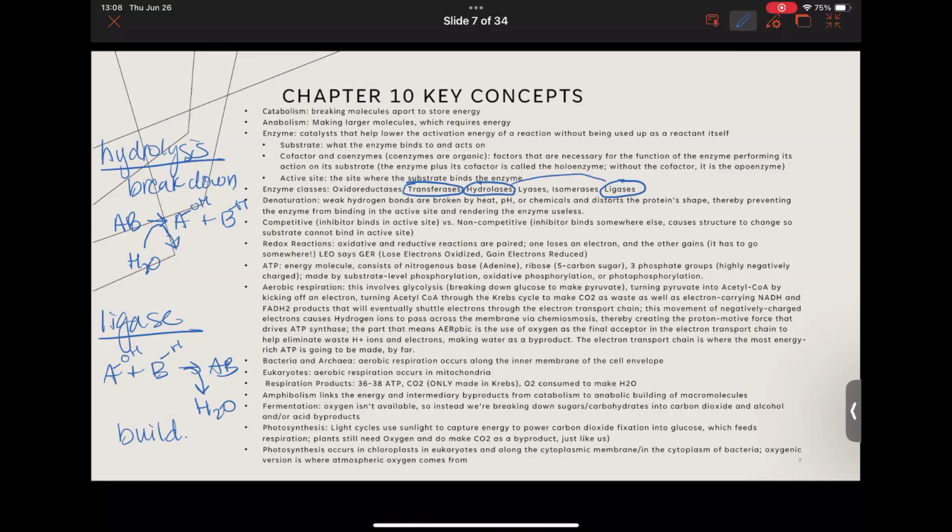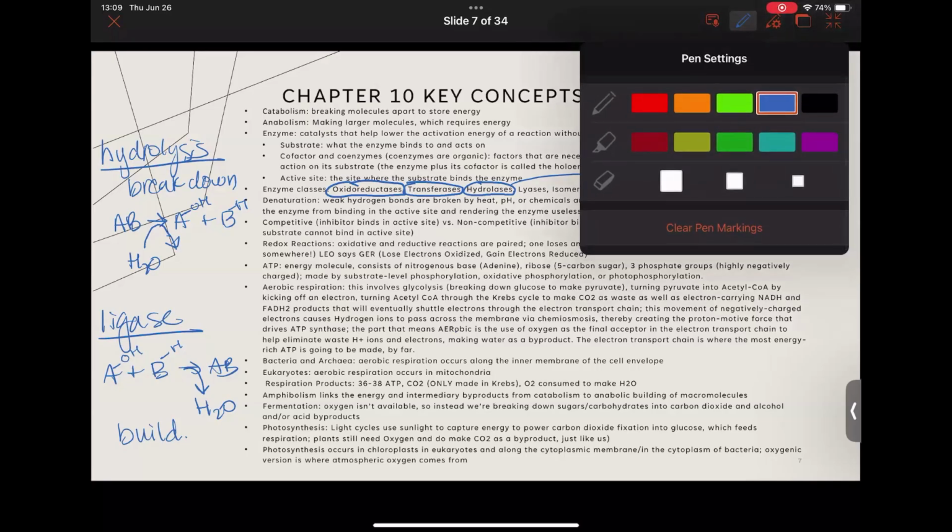And then the other one was oxidoreductases. If I talk about an isomerase, it's changing just the orientation of a molecule, and I'm not going to ask you about it. I'm not going to ask you about lyases. That has to do with double bonds. But I am going to ask you about oxidoreductases, because that's pretty much what the whole chapter relies on, is oxidation and reduction.